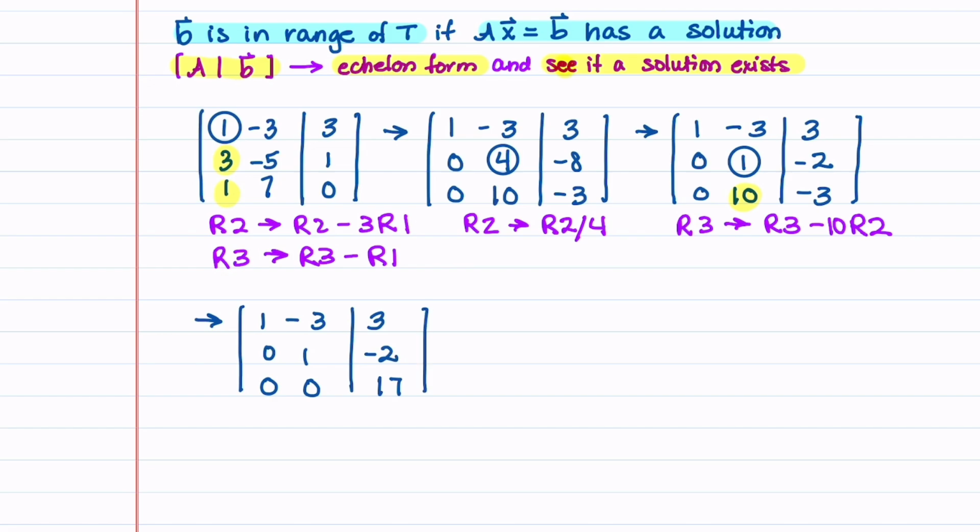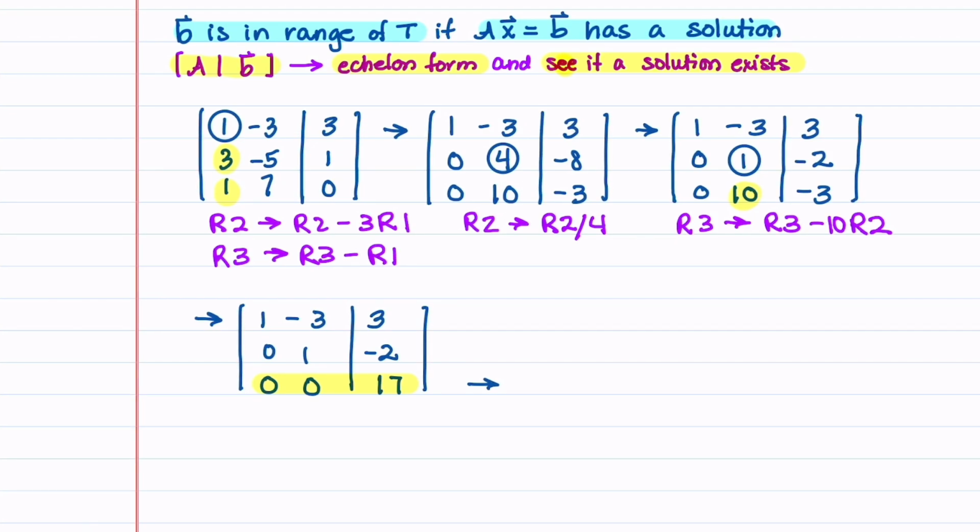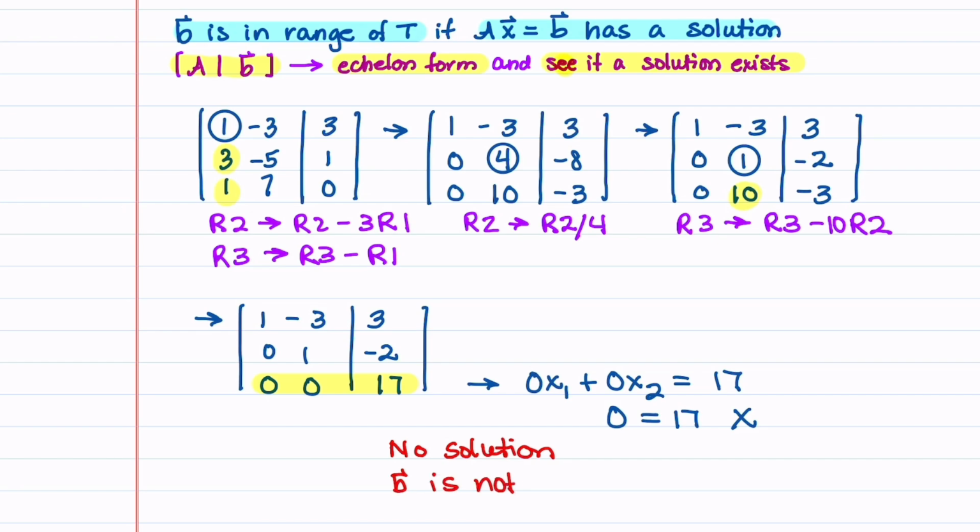Let's now take a look at this row right down here. In this row, if we translate it back into algebra, we're going to get 0 x1 plus 0 x2 is equal to 17. And that's going to give us 0 is equal to 17, and that can't happen. So that tells us that for this problem, we have no solution. And because we have no solution, we can conclude that B is not in the range of T.